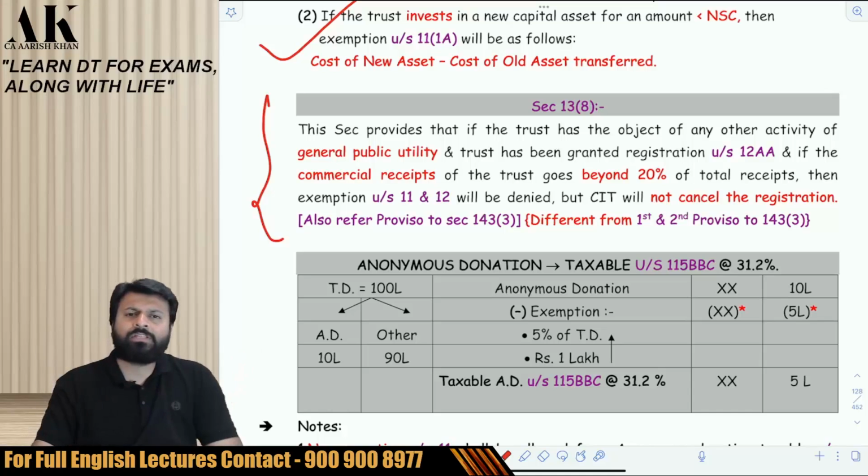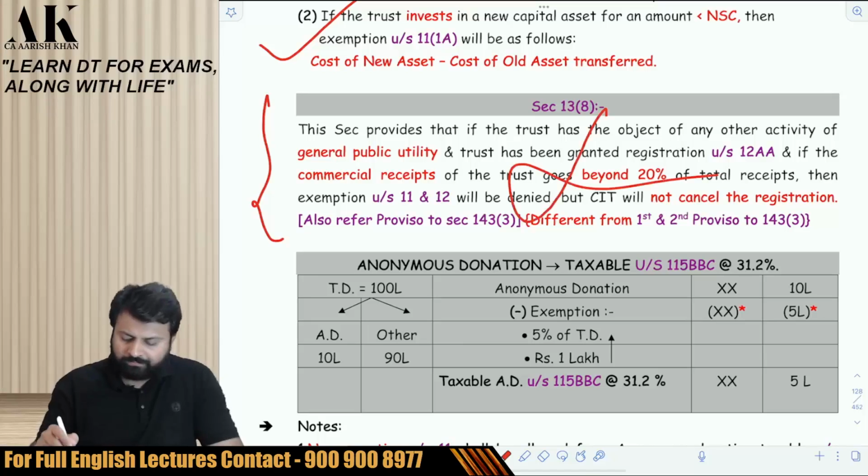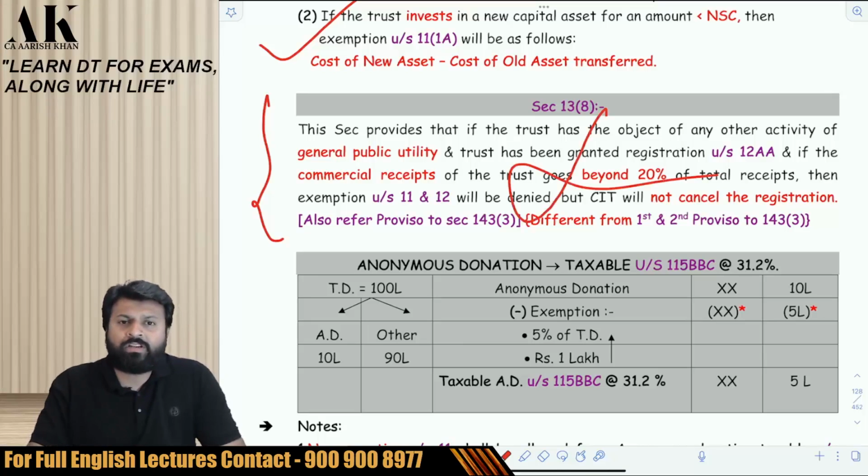Now suppose if the commercial receipt exceeds 20% of total receipts, then what will happen? You will not get exemption. So the question is, will my registration also be cancelled? The answer is no. The registration will not be cancelled, don't worry. Only your exemption will be denied to you. Your registration will remain intact, don't worry about it.